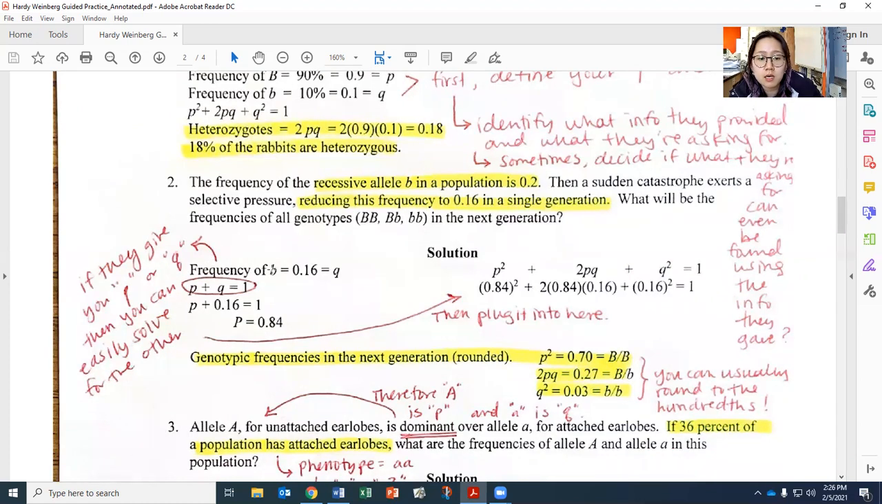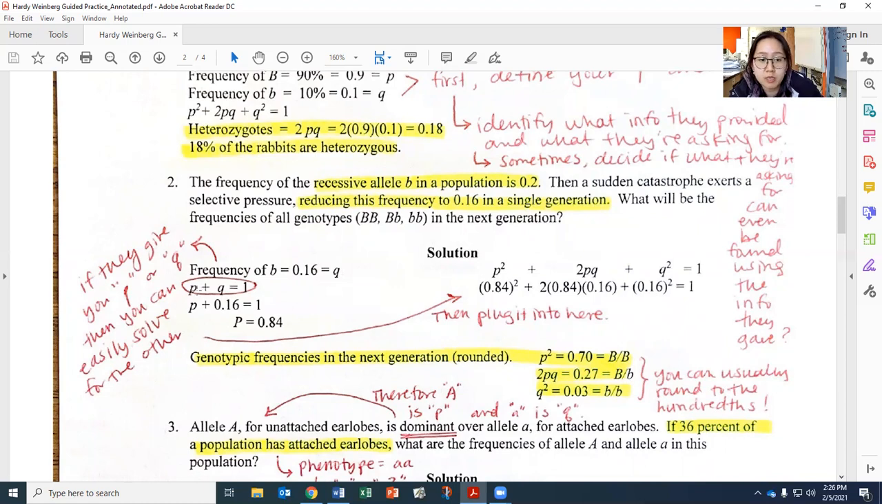So the frequency of lowercase b is 0.16, which equals q. Now, they gave you a recessive allele frequency in the beginning at 0.2, but honestly, they said something happened to it and it's no longer relevant, so you don't actually have to include that. The actual important information is the 0.16 now. We know that 0.16 is q.